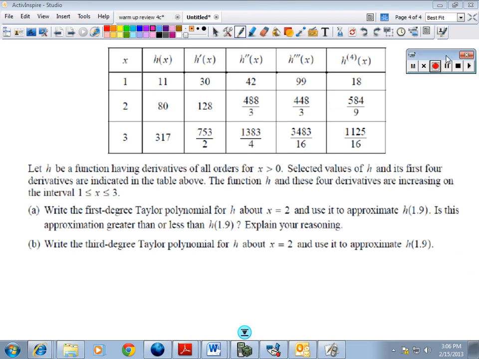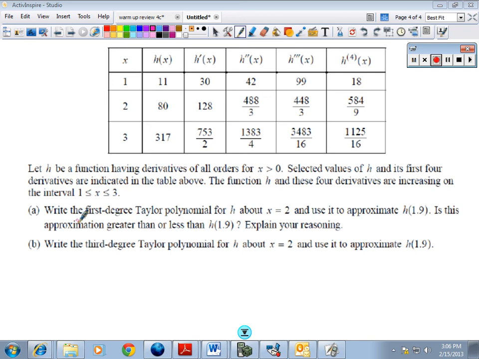Okay, the last of the first lesson on Taylor is a piece of an old free response. It's not the whole thing, but it is parts A and B. It says let h be a function having derivatives of all orders for x greater than 0. Selected values of h and its first four derivatives are indicated in the table above. The function h and these four derivatives are increasing on the interval 1 to 3.